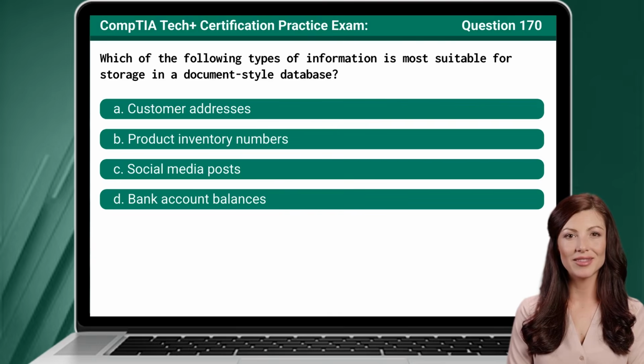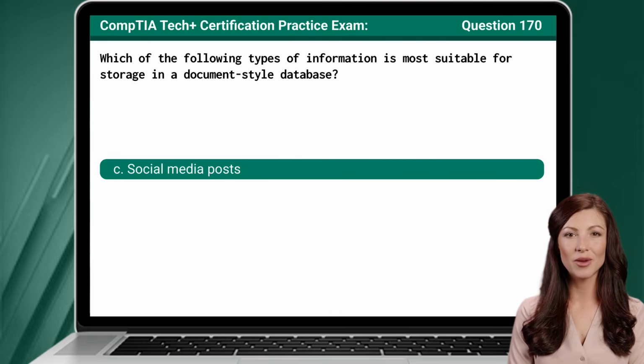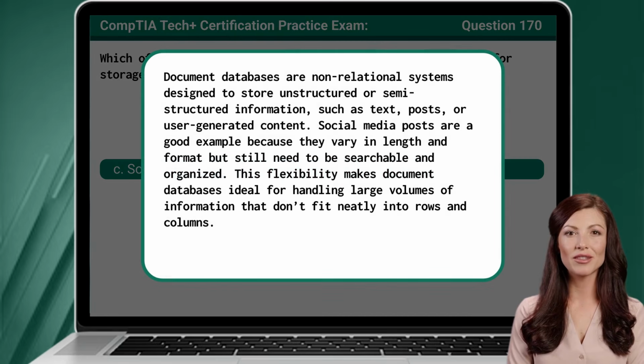The answer is C. Social media posts. Document databases are non-relational systems designed to store unstructured or semi-structured information, such as text, posts, or user-generated content. Social media posts are a good example because they vary in length and format but still need to be searchable and organized. This flexibility makes document databases ideal for handling large volumes of information that don't fit neatly into rows and columns.